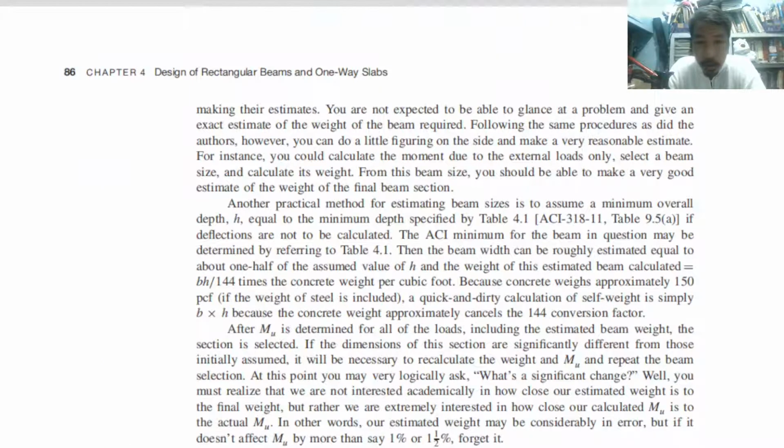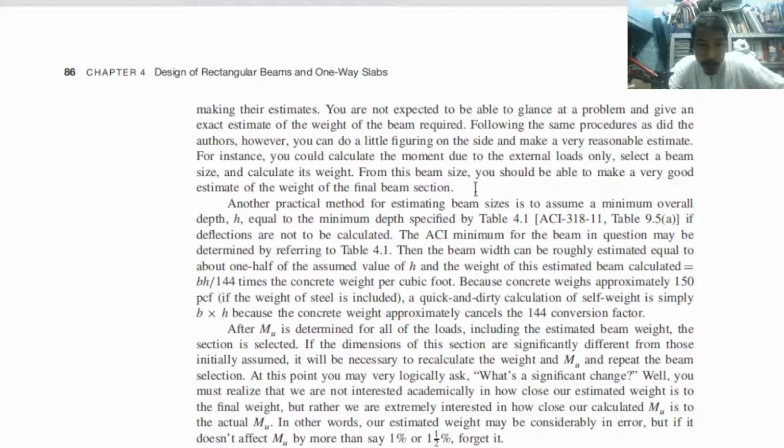So how did the authors do that? Following the same procedure as the authors, you can do a little figuring on the side and make a very reasonable estimate. For instance, you could calculate the moment due to the external loads only. Select a beam size and calculate its weight. From this beam size, you should be able to make a very good estimate of the weight of the final beam section.